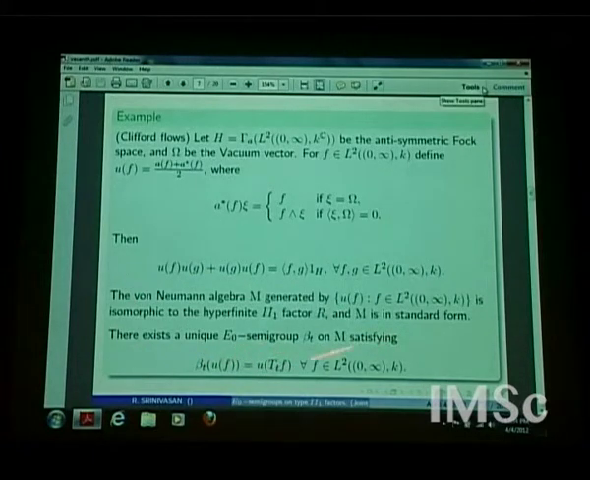So I want to define the E0 semigroup on M. I define it on U of F. The E0 semigroup beta T defined on U of F is U of TT F. So using this TT, I define this beta T. This is of course defined on the generators, and the fact is, it will extend to a unique E0 semigroup. Of course, it has to be unique because U of F generates M, and this extends to a unique E0 semigroup from M.